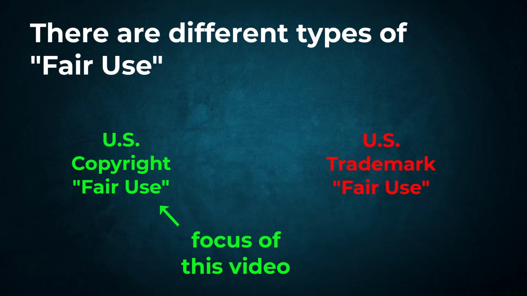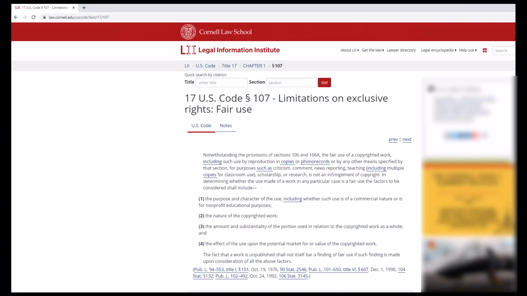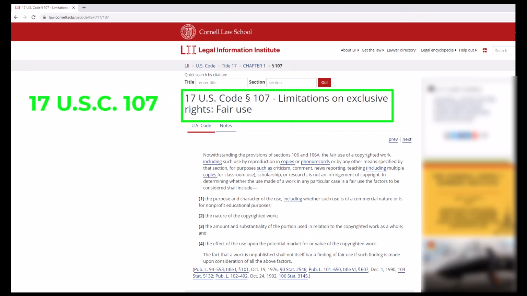However, the focus of this particular video will be on fair use with respect to U.S. copyright law. The legal doctrine of U.S. copyright fair use stems from a U.S. federal statute, which is Title 17 of the United States Code, Section 107, which is what you're seeing a screenshot of here on the screen, and all the various U.S. federal court cases that have interpreted that particular statute according to the facts of those cases.